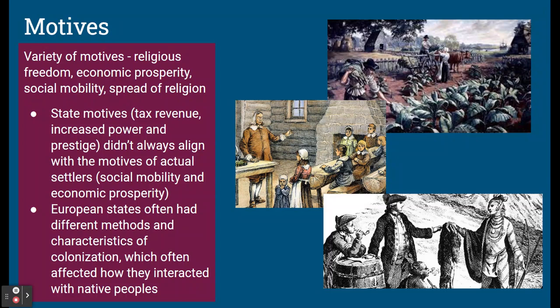States were often mostly interested in increased tax revenue and new sources of wealth. And this could only happen if people went and settled new lands and then produced taxable goods like mineral wealth, mining, or plantation wealth. And of course, this also increased the power and prestige of the European nation.